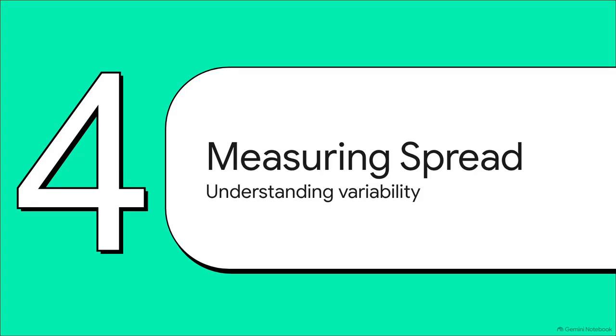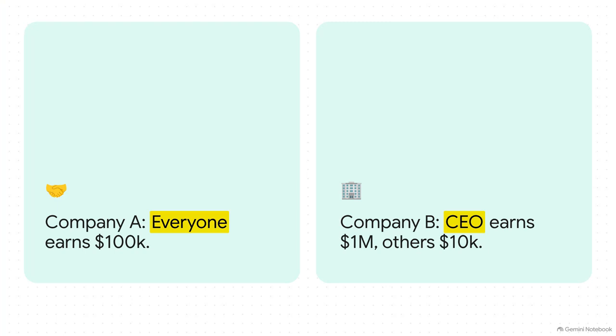Section 4. Measuring the spread. Knowing the center point is a great start, but to get the full picture, we desperately need to understand the variability, or how spread out the numbers actually are. And this brilliantly illustrates why.